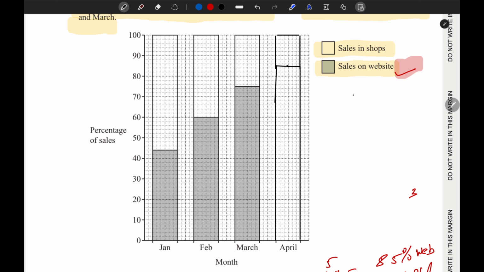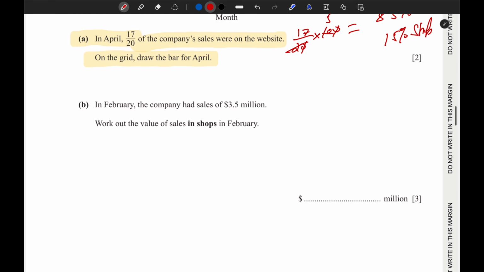So then we have to actually shade this one. So this will be shaded. You can see this will be the shaded part. Yeah, we have shaded. B part.